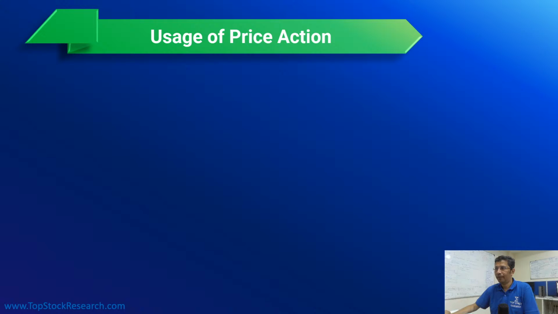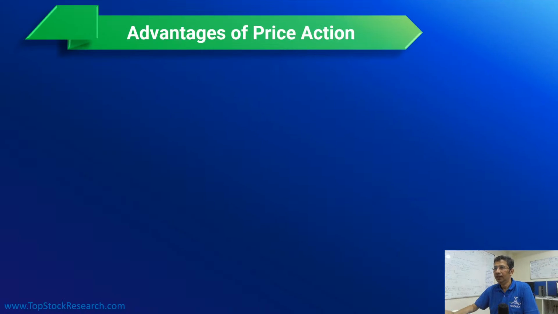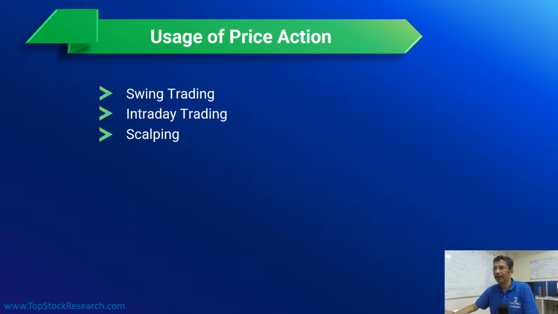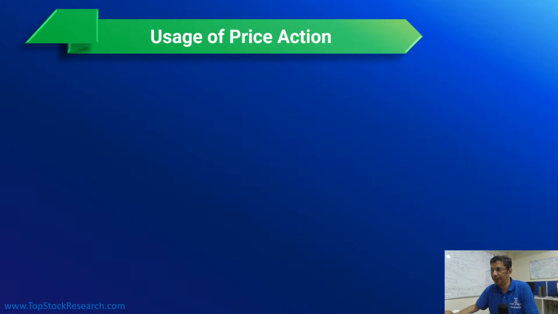All right. So usage of price action. It helps you in swing trading, intraday trading, scalping, even long-term trading. Then there are certain advantages of price action. Once you are able to spot it, like in this previous chart, once your eyes get tuned to this, then spotting these patterns or signs is much easier, right? So it won't take a lot of your time to read these things, and you can spot it easily, and then you can immediately get into a trade, right?